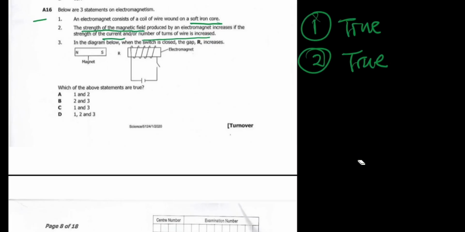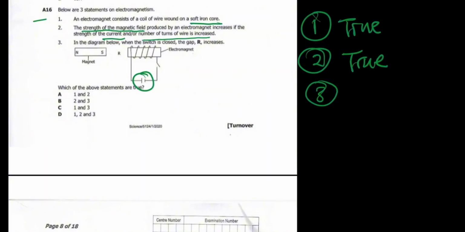Now, what about the third statement? What would you say? The third statement says in the diagram below, when the switch is closed, the gap R, which is here, is going to increase. Is that true or false? What would you say? Well, let's test this.